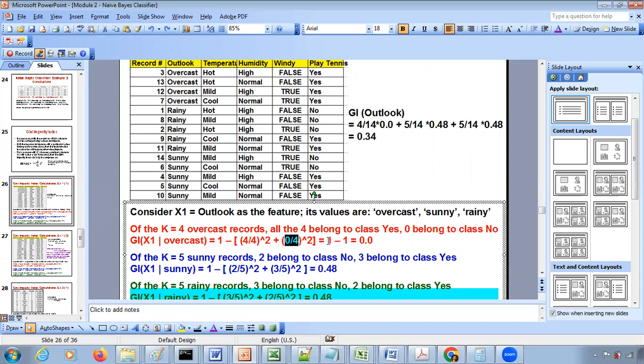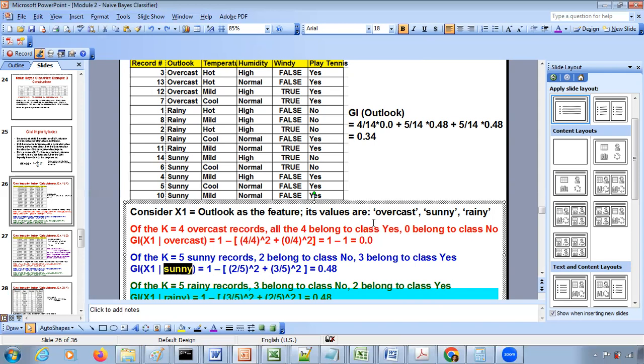So 1 minus of that is going to be 1 in this case, because 4 over 4 is 1, 1 square is 1, plus 0 squared. So everything inside the parentheses will add up to just 1. So 1 minus 1 equals 0. So when you get 0 as the Gini impurity index for overcast, for a feature value pair, that's the best level of purity we can have. It's not impure at all. It's 100% pure.